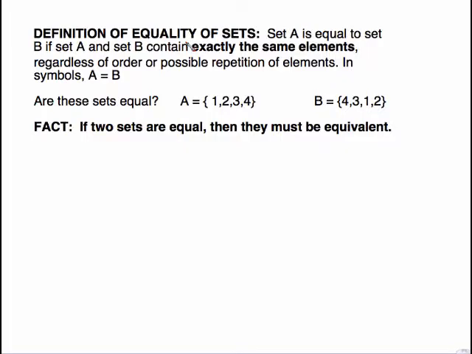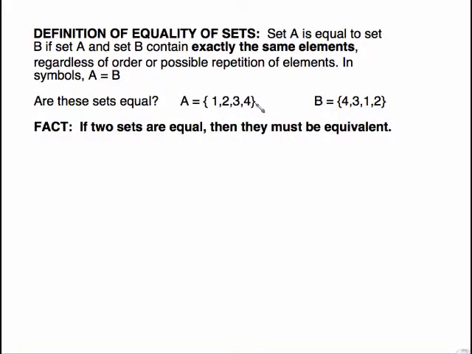2 sets can be equal, and 2 sets are equal only if set A and set B contain exactly the same elements. We're not talking number of elements, we're talking exactly the same elements, regardless of order or possible repetition of elements. And in symbols, we just do A equals B.